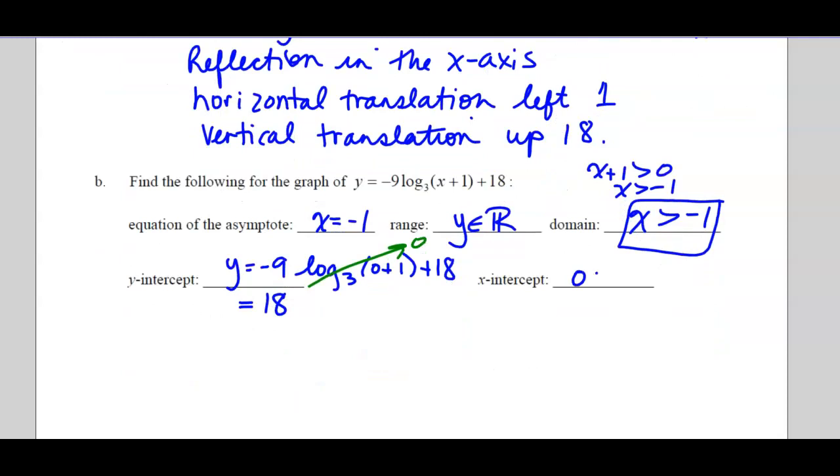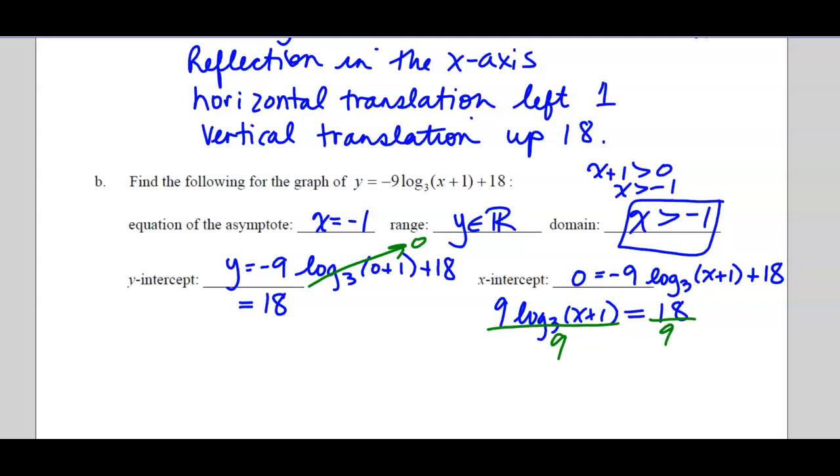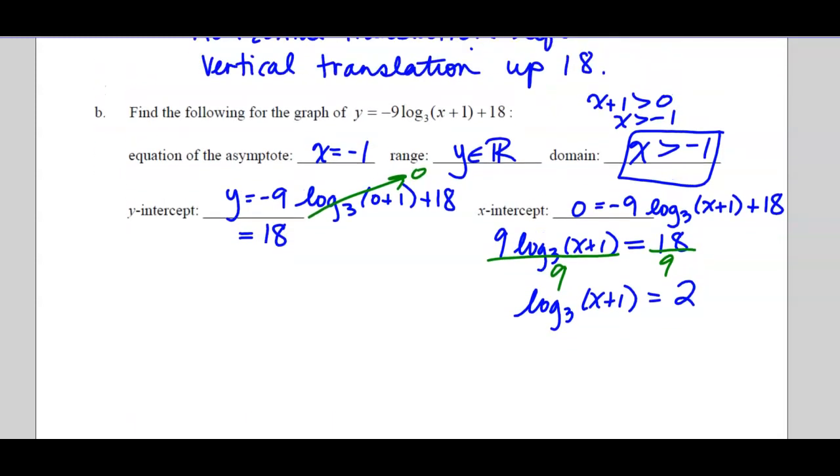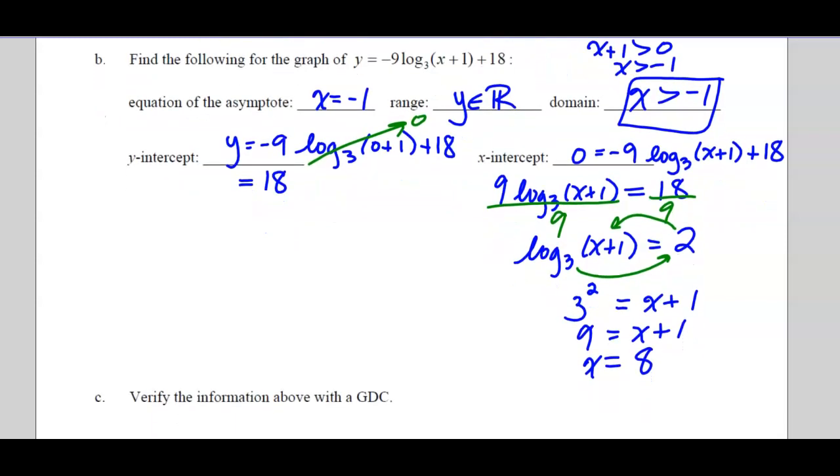X-intercept, that's when y is 0. Okay, so I want to isolate the term with x in it. So this is negative. I'm going to bring it back to the right. This is going to be positive. Divide by 9. Okay, and then just like yesterday, 3 squared equals x plus 1. So 9 equals x plus 1. So x equals 8. That's algebraically. You can obviously graph it, and I'll leave that for you to do on your own.